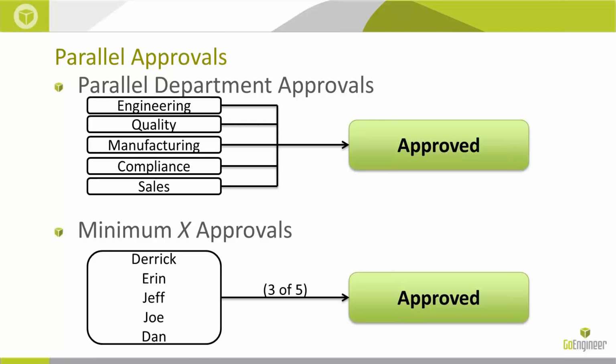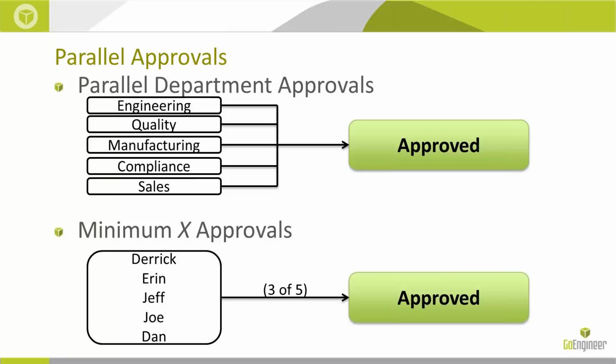So we'll actually consider 2 different scenarios where parallel approval workflows might be used. The first is where we require one approver from every department. So engineering, quality, manufacturing, compliance, sales, every one of those must approve. The second option that we'll consider is when I require just a minimum number of people to approve. I'll call it minimum X approvals.